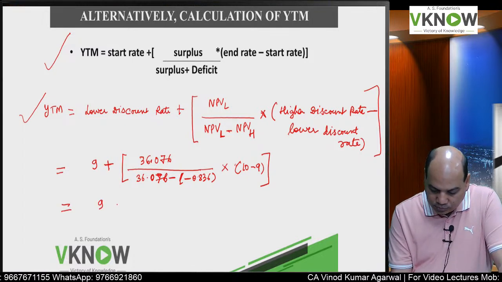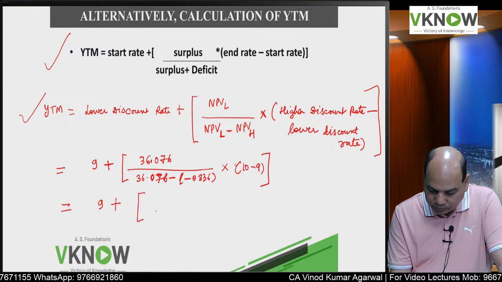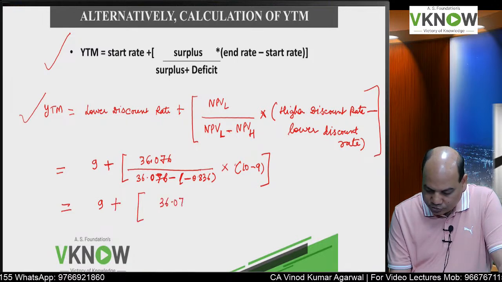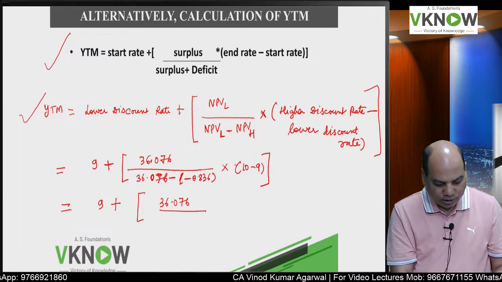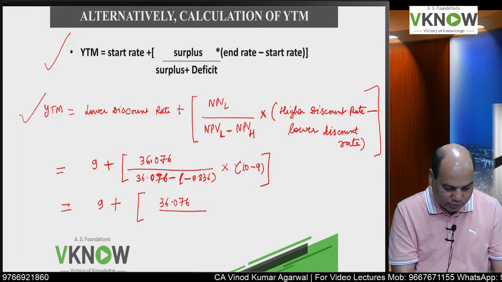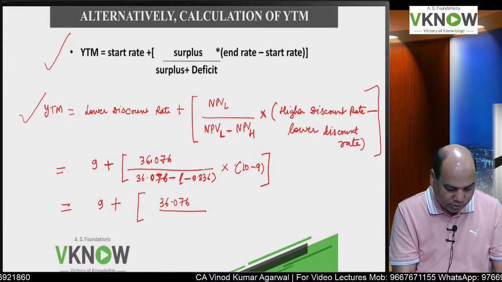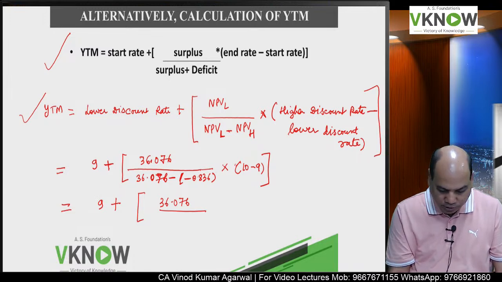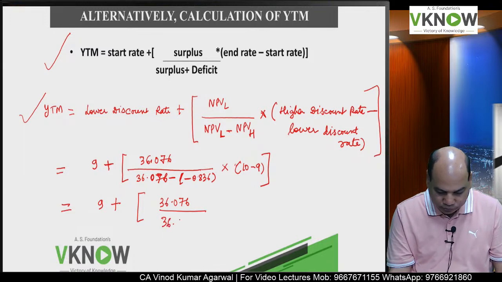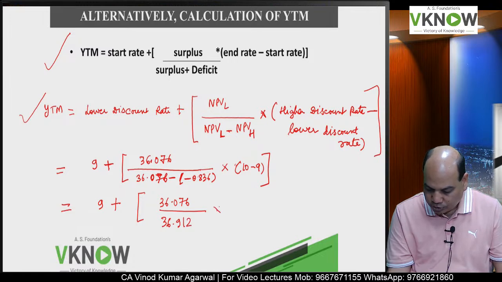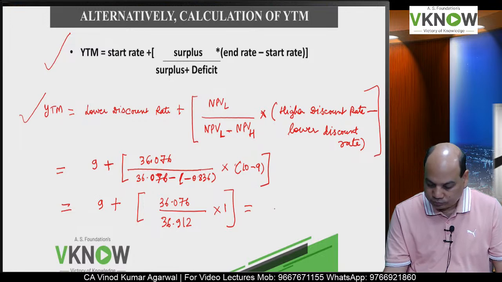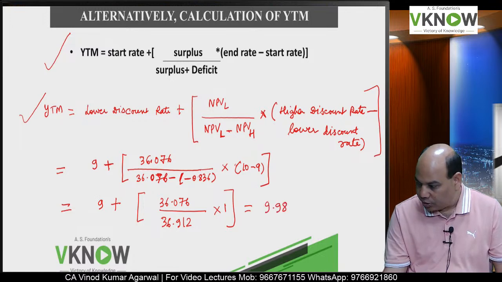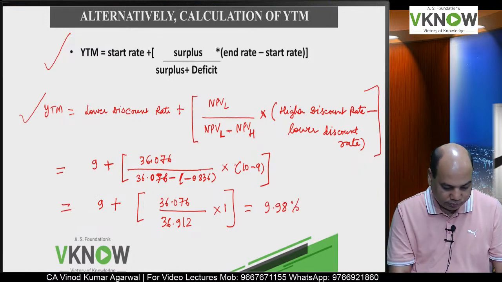So 9 plus 36.076, minus minus will become plus. So 36.076 plus 0.836, that is 36.912, into 1. Now you can give me the answer. 9.98, around 9.98%.